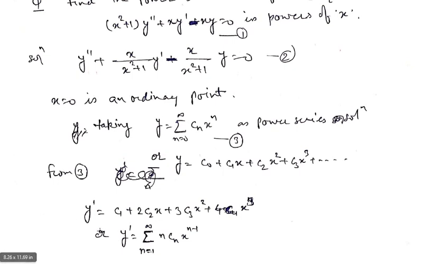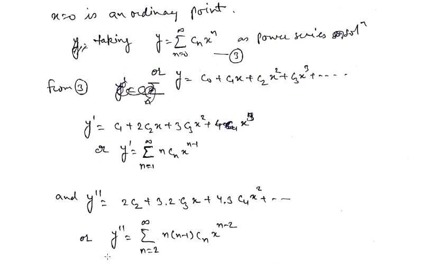Hence we can write y prime as summation n varying from 1 to infinity of n cn x raised to power n minus 1. When n equals 1, it is 1 into c1 x raised to power 1 minus 1, the first term. When n equals 2, it is 2c2x raised to power 1. When n equals 3, it is 3c3x raised to power 2. So this series can be written as summation n varying from 1 to infinity of n cn x raised to power n minus 1. Here n starts from 1 to infinity, whereas for y, n starts from 0 to infinity.